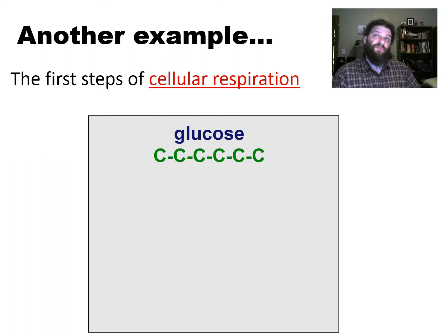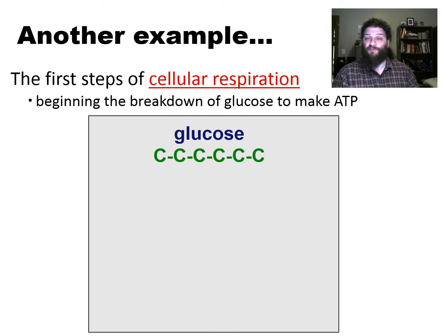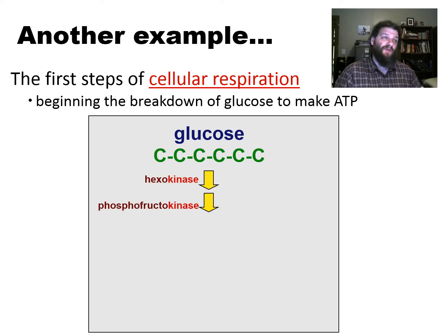In another example, it's obviously a little more complex, here is going to be the first steps of cellular respiration in glycolysis. Glycolysis is the breakdown of glucose to form ATP, not from the glucose, but to phosphorylate ATP. It actually ends up making pyruvate, but we'll talk more about that later on. The important thing is that we start out with glucose, which is a 6-carbon sugar, and I've written it out here in straight chain.